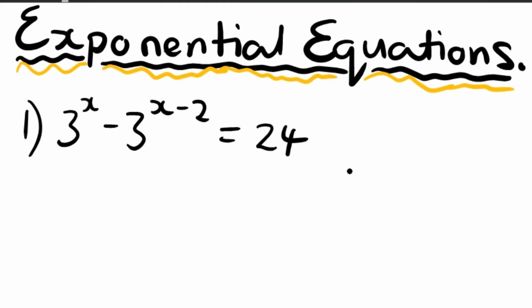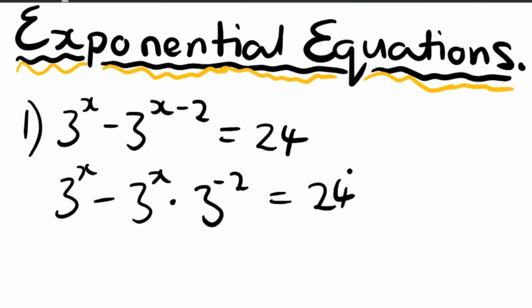What we want to do is deal with this one first, the 3 to the power of x minus 2. We want to write it as 3 to the power of x multiplied by 3 to the power of minus 2, so the equation is 3 to the power of x minus 3 to the power of x times 3 to the power of minus 2 equals 24. We are reversing the law that says if you have the same bases multiplying, you add the exponents. So we are splitting the 3 to the power of x minus 2 into 2.